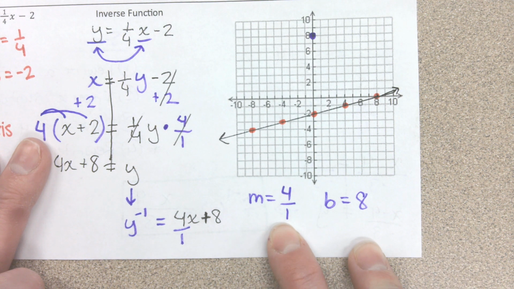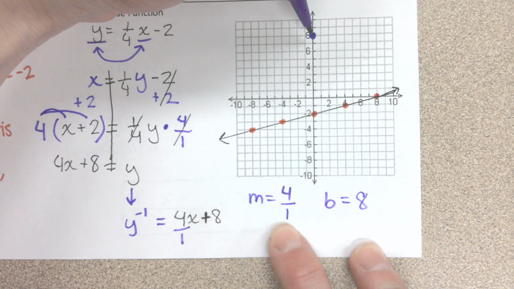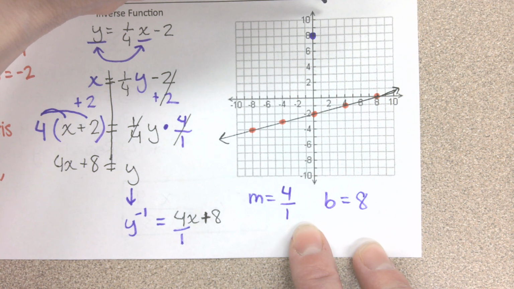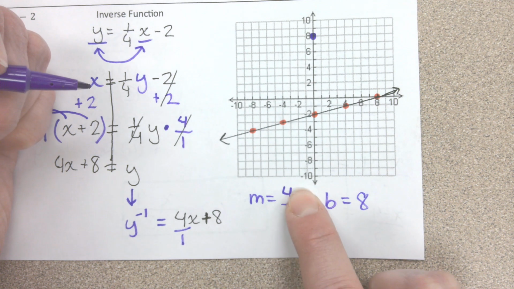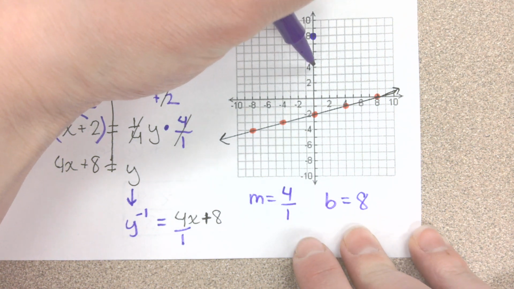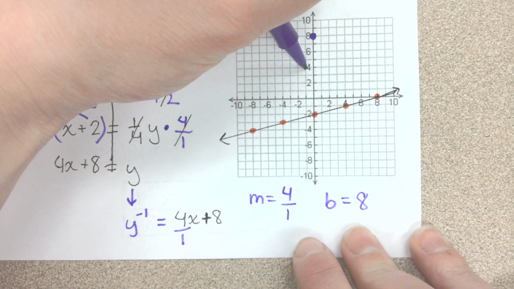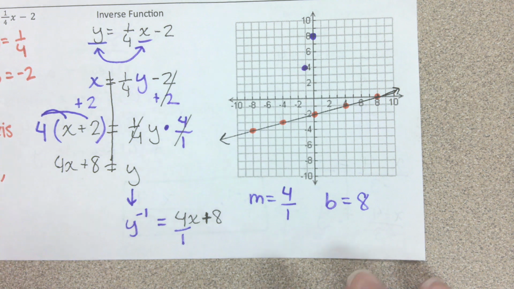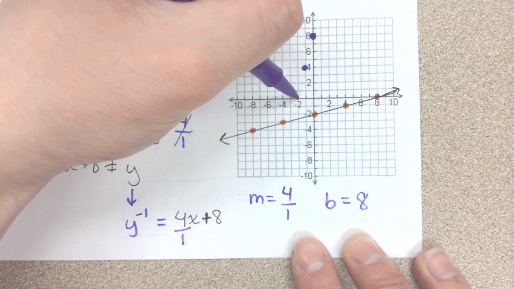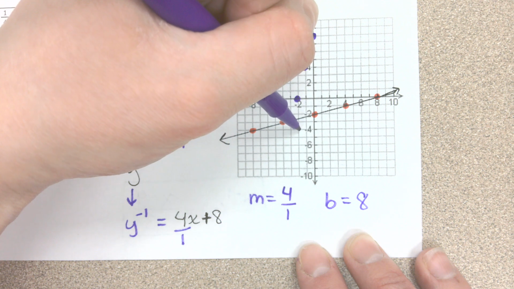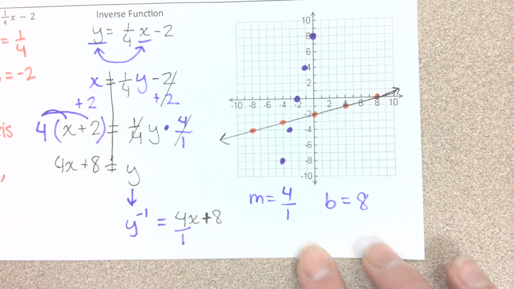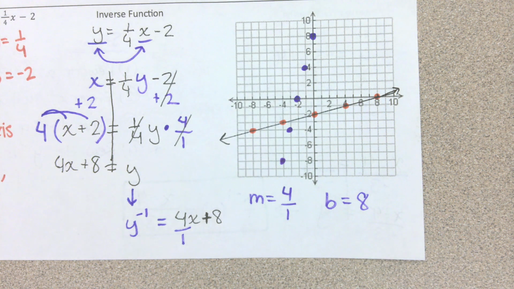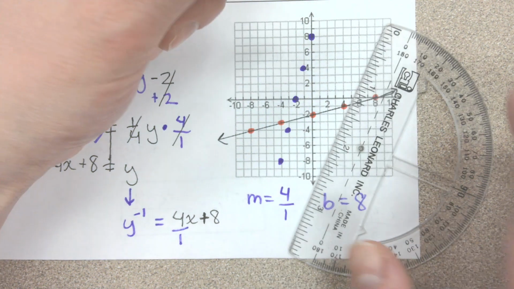And then our M tells us our slope. We move up 4 because it's positive and right 1. Problem, that goes off the graph. We have to go backwards. So instead of up and right, we'll go down 4 and left 1 to go backwards. Down 4, left 1. And then we'll draw our line.